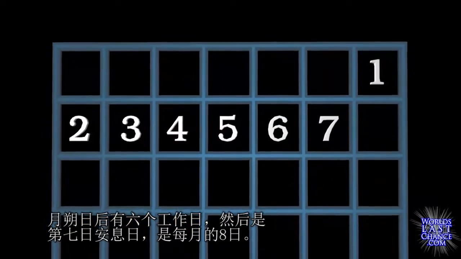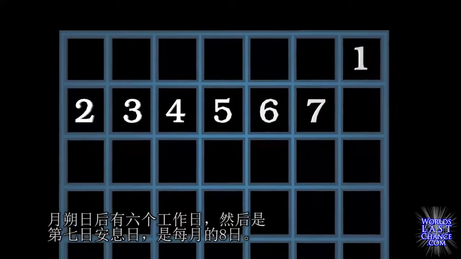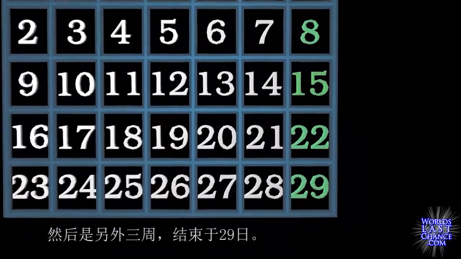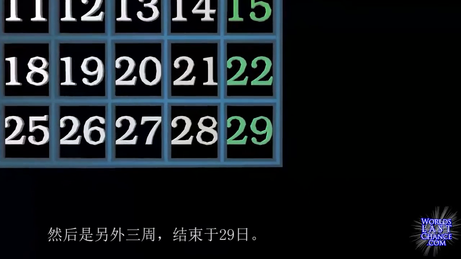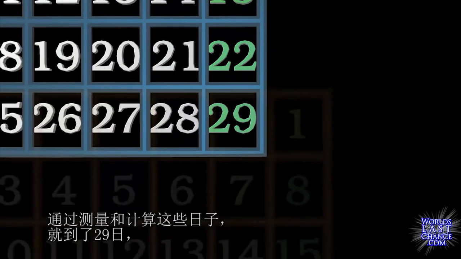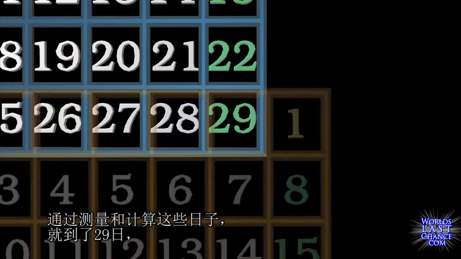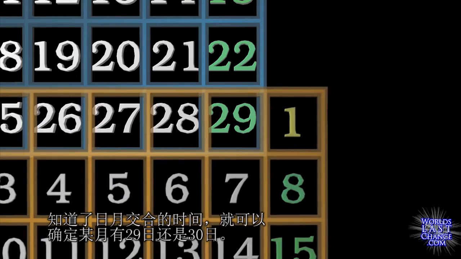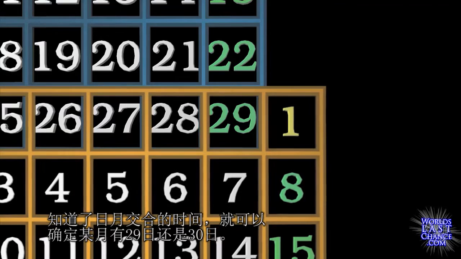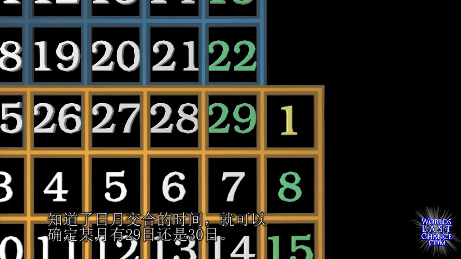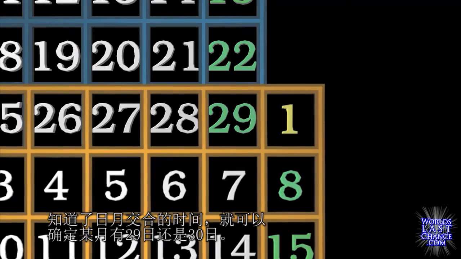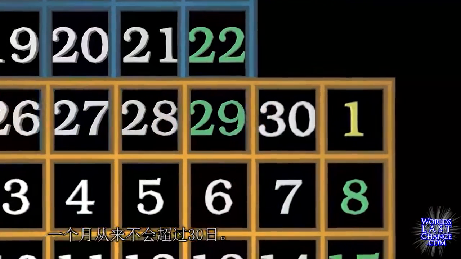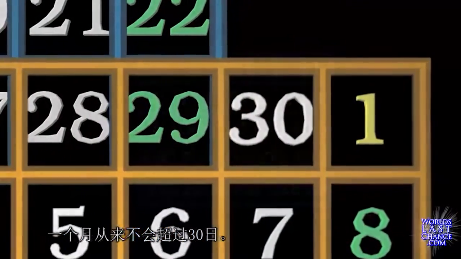Six work days follow, and then a 7th-day Sabbath on the 8th of the month. Three more weeks follow, ending on the 29th. Through measurement and calculation in the days leading up to the 29th, the time of conjunction is revealed so one can determine if the month has 29 or 30 days. No month ever has more than 30 days.